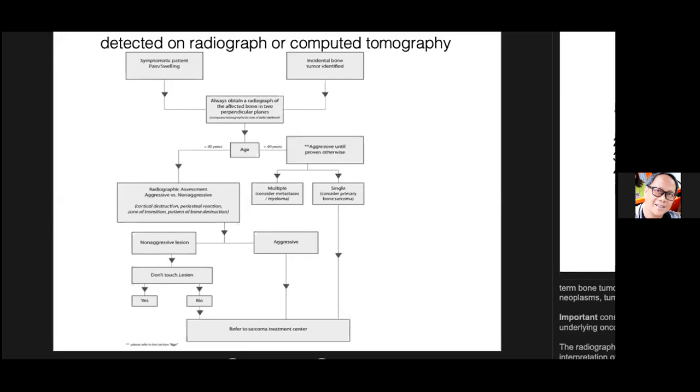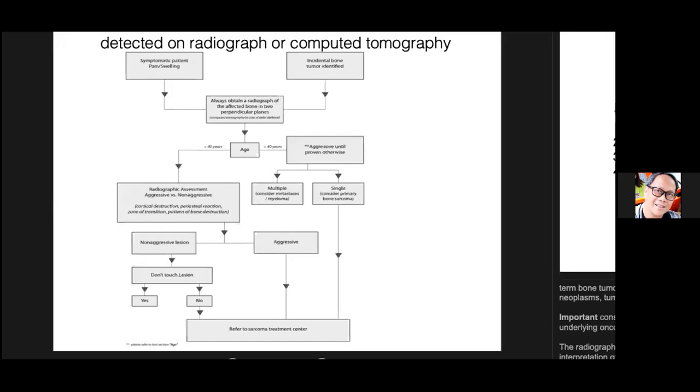No, and we will see if we can discuss that in much detail. And then, of course, you have the aggressive lesions, which may require referring the patient to a treatment center or a tumor board. And then, of course, usually what follows is a biopsy.